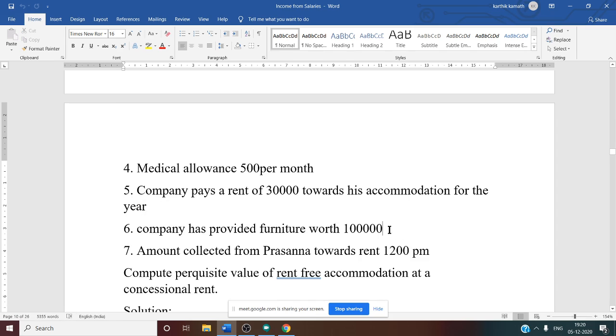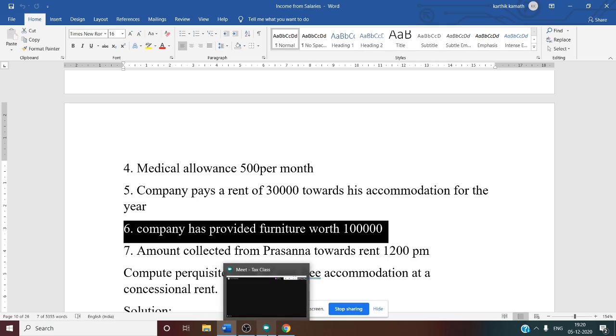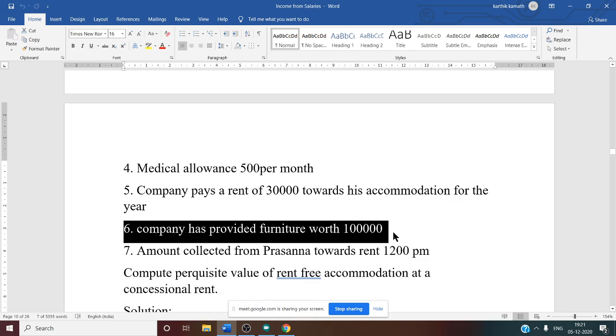So now how to calculate the value of furniture here? Can you tell me what amount we should take? Yes, 10% we have to add because no higher charges are given. So we'll assume that the furniture is owned by the employer and he gives that furniture to the employee. That is why 10% on the original cost of the furniture should be added to the value of RFA.